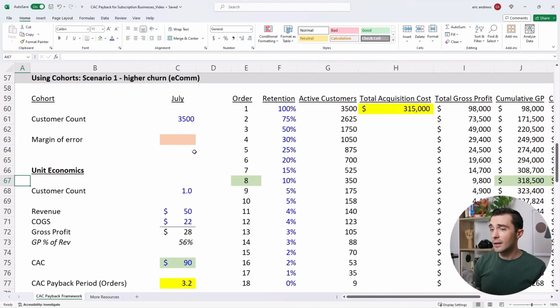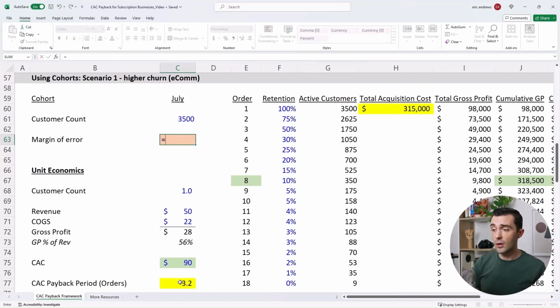So again, if you're allocating millions of dollars of capital into your business, thinking that your payback period is 3.2 months and it's 8 months, that's a really big issue. The margin of error here is really about 150%. It's almost 3 times as long as we thought.